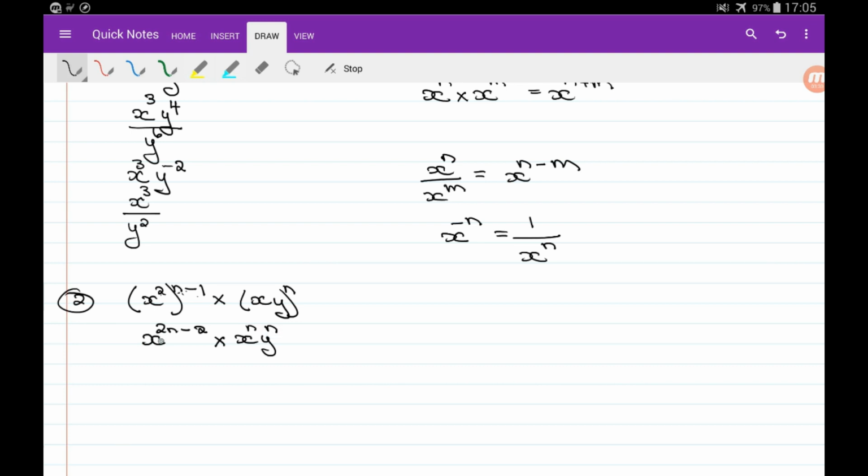Now that we've got rid of our brackets, we use the law that says to multiply like bases, we add exponents. 2n plus n is going to give me x to the power of 3n minus 2 times y to the power of n. I would like you now to pause this video and to do exercise 1, questions 2, 3, beg your pardon, and 4, so that you finish exercise 1.